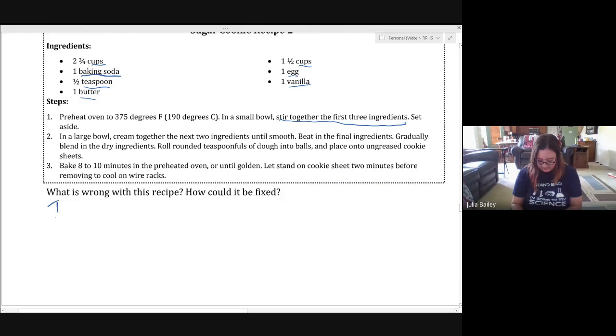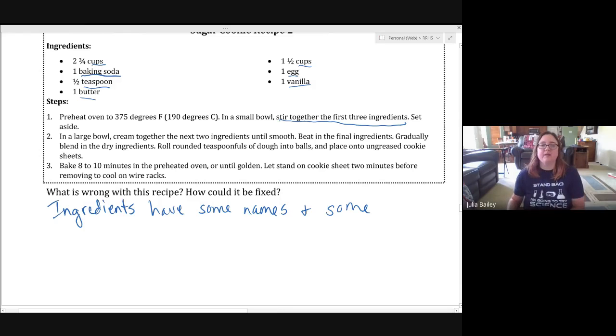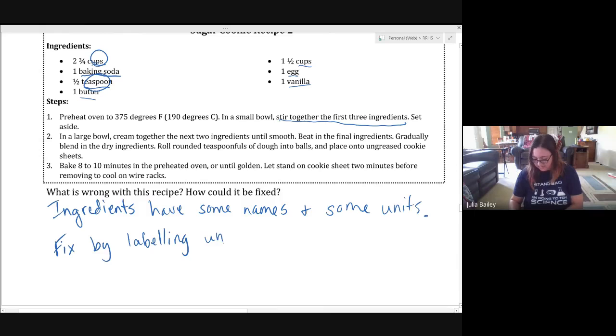Well, now the ingredients have some names, like baking soda and butter. And they also have some, what's that called? These words like cups and teaspoon. Those are units. But that's not enough to actually make this recipe. So how could it be fixed? You've got to label a unit and a name for each number.